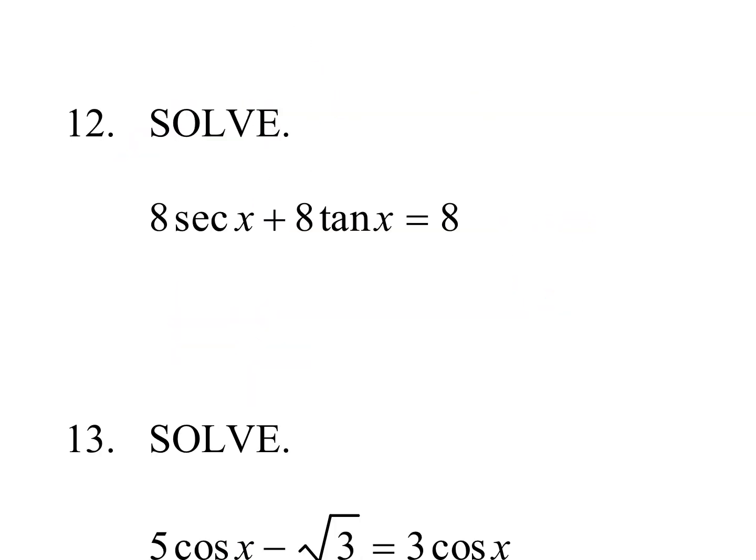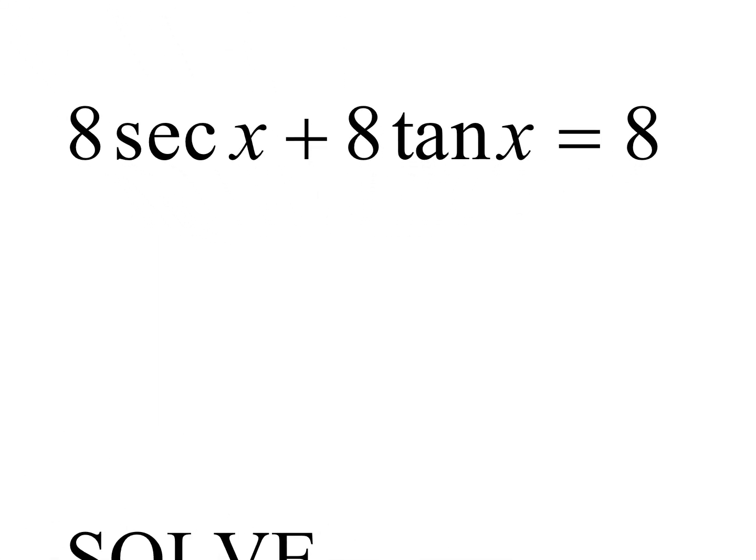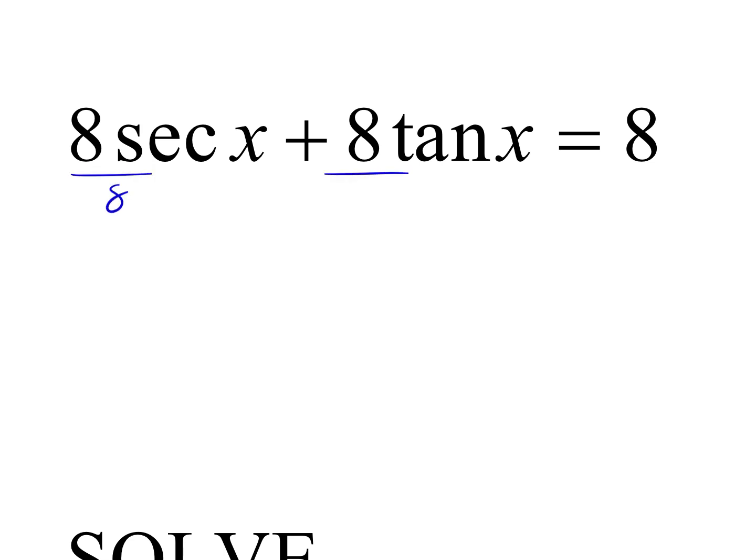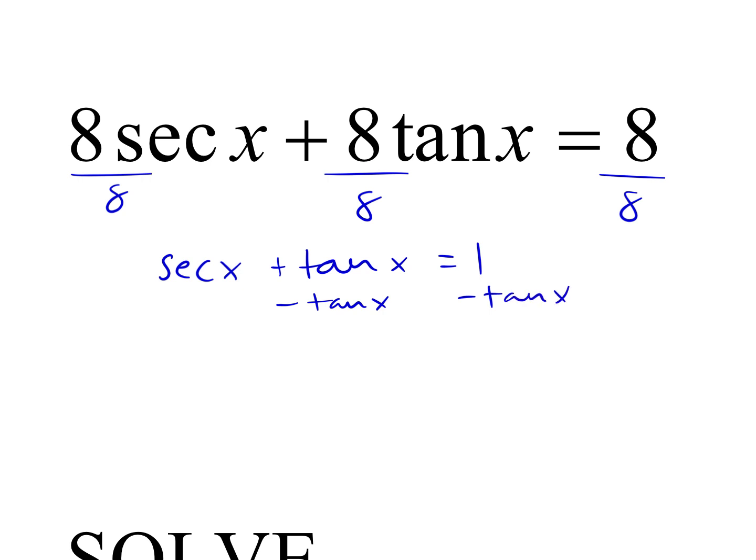What should we do first for 12? I can move tan over. What else can I do? Divide everything by 8. Let's get rid of that 8. So it ends up being secant x plus tangent is equal to 1. And then we can move the tangent over, so subtract tangent. So secant x is equal to 1 minus tangent.